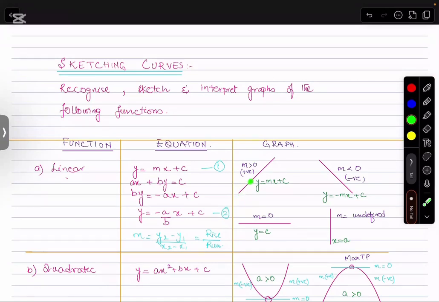So the first graph that I have made here is for the line which is sloping up, y equals mx plus c. And we know that if the line slopes up, then the gradient needs to be greater than zero, meaning the gradient needs to be positive.